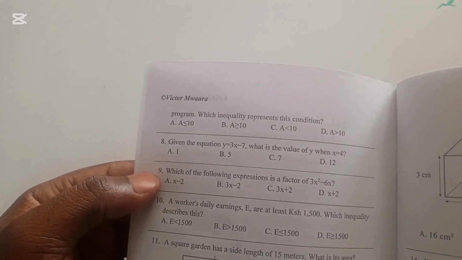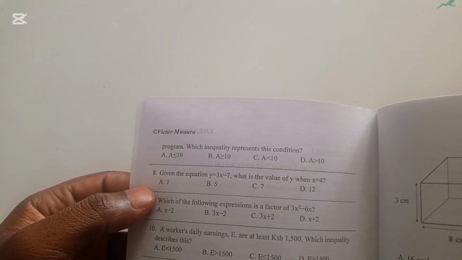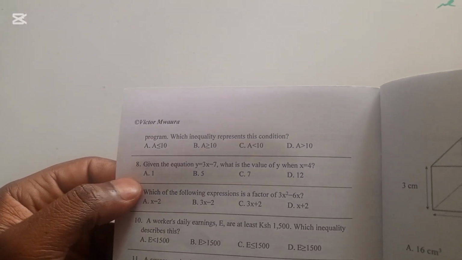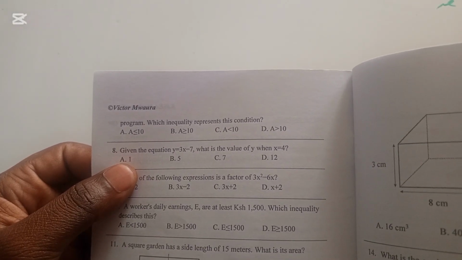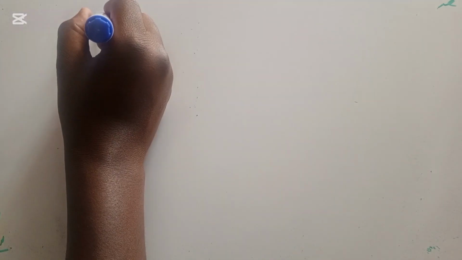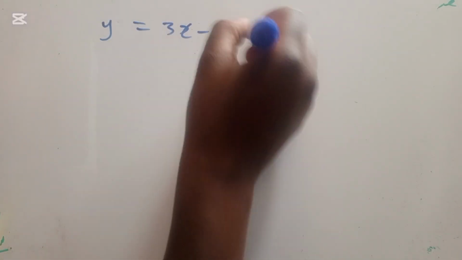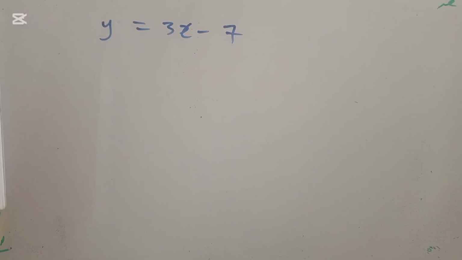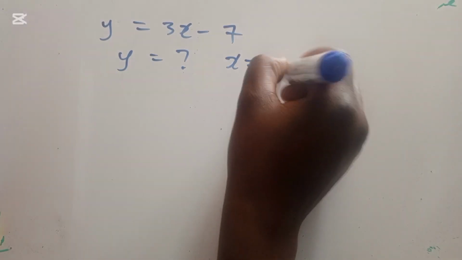Here there are two questions that we can do. We did this question on inequality. Now we are going to do this algebra. Question 8 asks, given the equation y is equal to 3x minus 7, what is the value of y when x is 4? So you are given y equals 3x minus 7, and you are told to find the value of y. What is y when x is equal to 4?